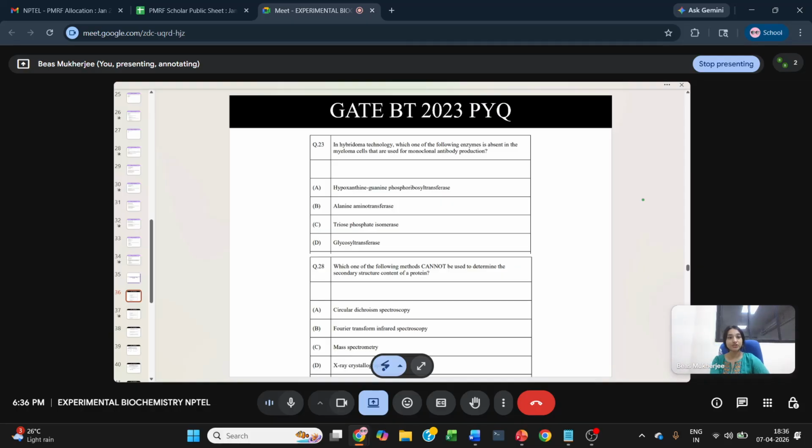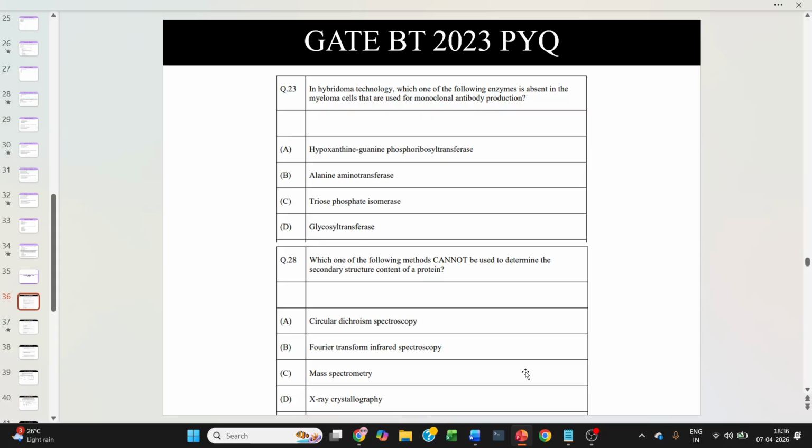The options for you are HGPRT, alanine aminotransferase, triose phosphate isomerase, and glycoside transferase. Now we have talked about this, so I'm sure you'll be able to answer. Now, which one of the following methods cannot be used to determine secondary structure of a protein? CD spectroscopy, Fourier transform IR spectroscopy, mass spectrometry, and X-ray crystallography. Very straightforward. Let's try to look at the right answer.